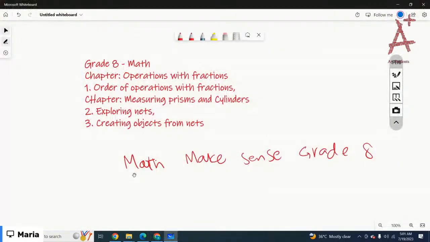Okay, we are working on chapter 3, that is operations with fractions, and the lesson is order of operations with fractions. Then we'll start chapter 4, that is measuring prisms and cylinders, and the lessons we're going to cover from the chapter are exploring nets and creating objects from nets. So let's just start with the lesson order of operations with fractions.